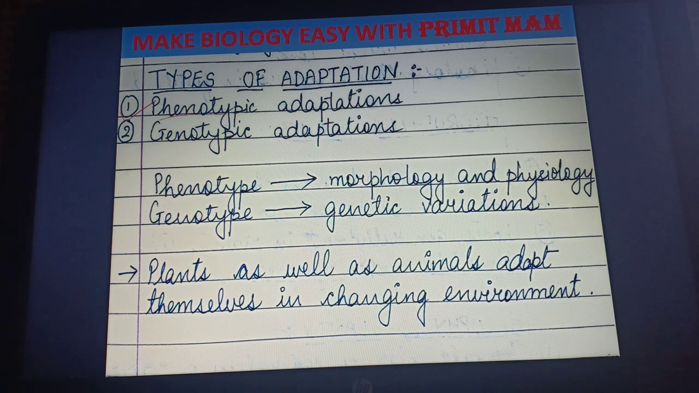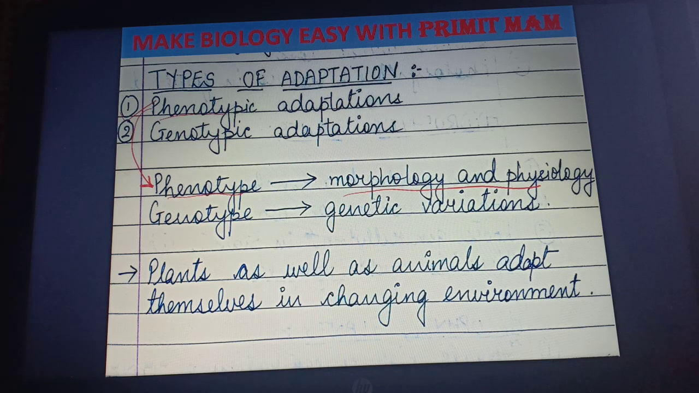The term phenotypic adaptation has come from the word phenotype. Phenotype means morphology and physiology, right? So the phenotypic adaptations are favorable changes in morphology and physiology which develop in response to changes in environmental conditions. Because of the phenotypic adaptations, there will be changes in morphology and physiology which will develop in response to the environmental changes.